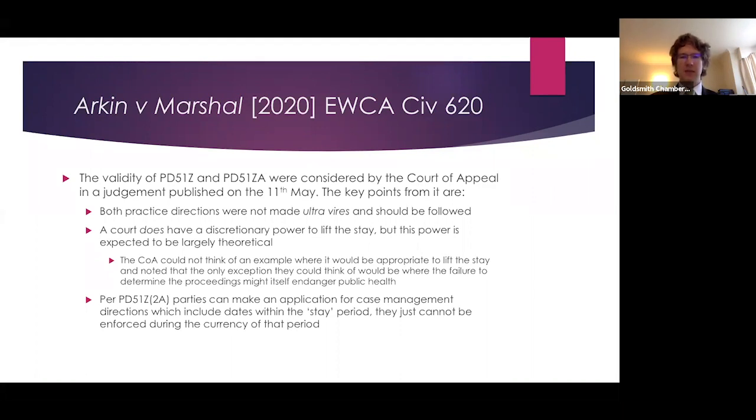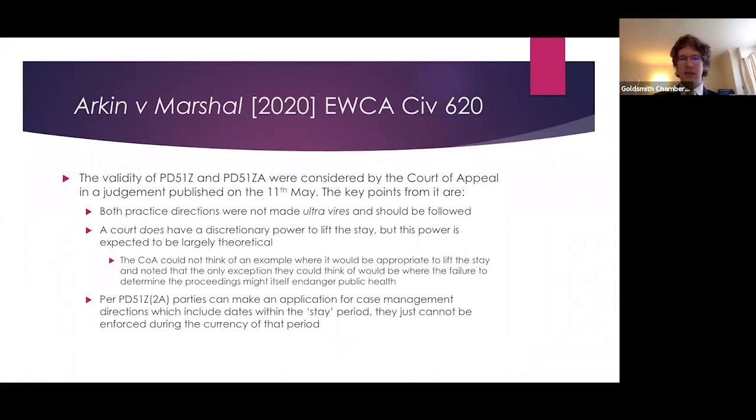The second point they made, which may well be of some use, is they emphasised that under Practice Direction 51ZA 2A, parties can make an application for case management directions which include dates within the stay period. So if you have a case where both parties are keen to get it moving and to minimise delay, you can write to the court and ask for dates to be fixed for the exchange of witness statements or disclosure or the like within the stay period. The impact of them being within the stay period means they can't be enforced during that period.